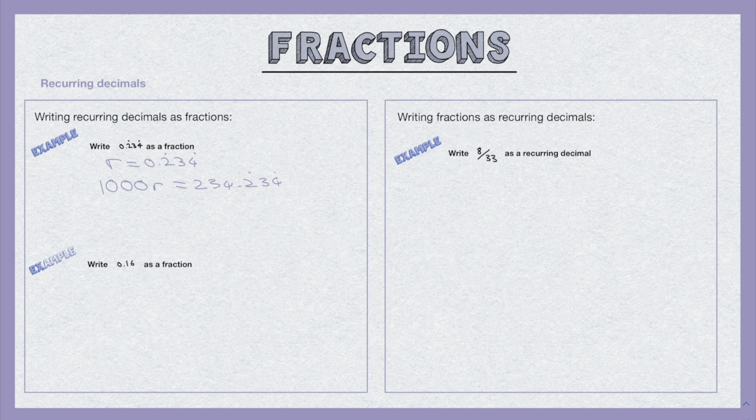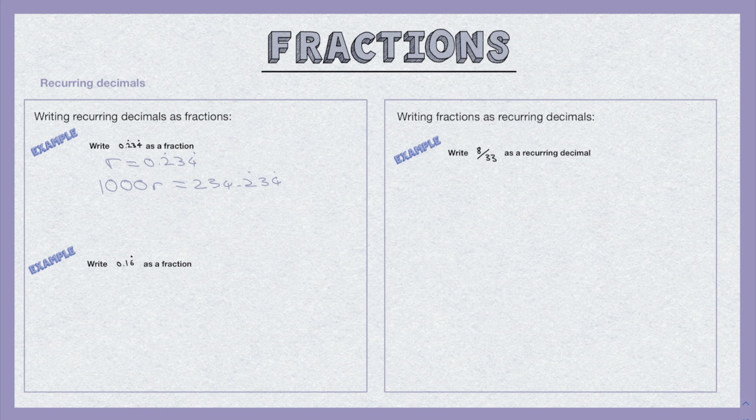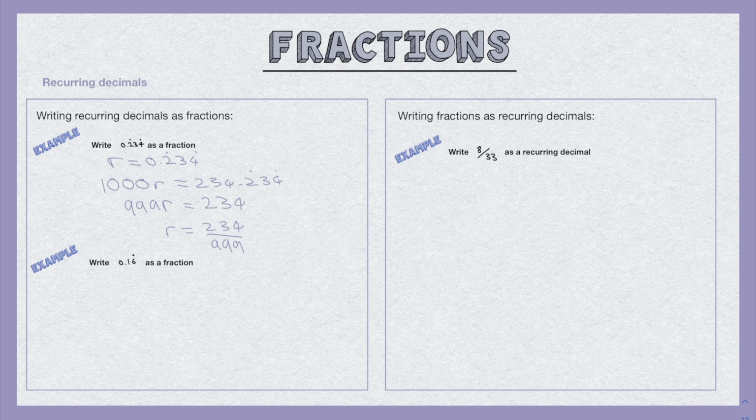So now you want to minus that bottom line from that top line, which would give you 999r equals 234, and then you can simply write your recurring decimal as a fraction by moving that 999 to the other side. So now let's move on to the second example, which is slightly different because the recurring part is not right next to the decimal point, so it goes 1 and then 6 is recurring.